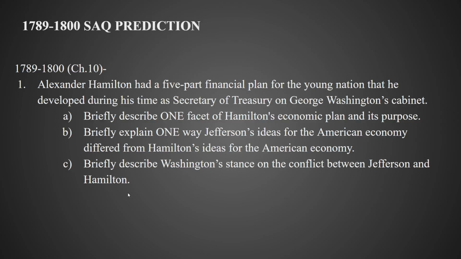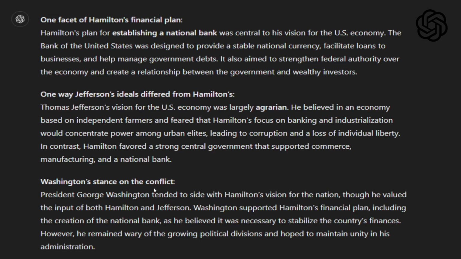So for part C, briefly describe Washington's stance on the conflict between Jefferson and Hamilton. ChatGPT said, President George Washington tended to side with Hamilton's vision for the nation, though he valued the input of both Hamilton and Jefferson. Washington supported Hamilton's financial plan, including the creation of the National Bank, as he believed it was necessary to stabilize the country's finances. So that's important because Washington refused to veto the bank. He supported Hamilton's bank because he agreed that it would help the economy of the nation.